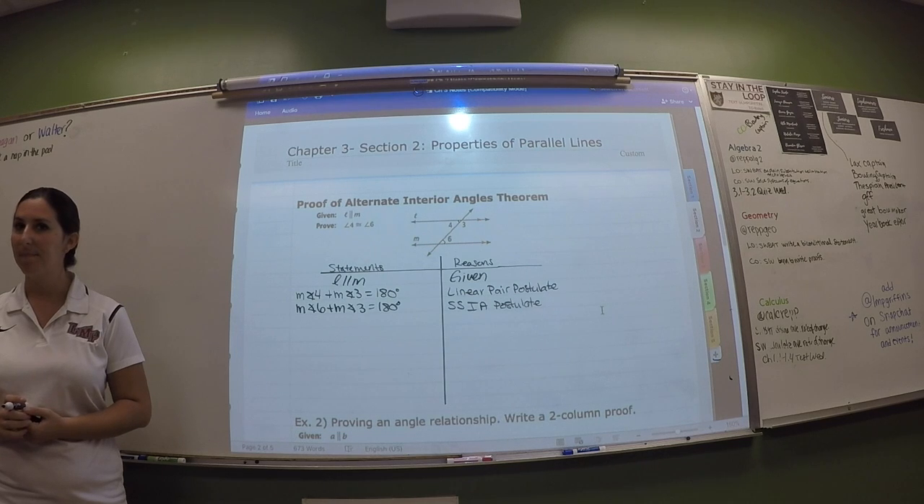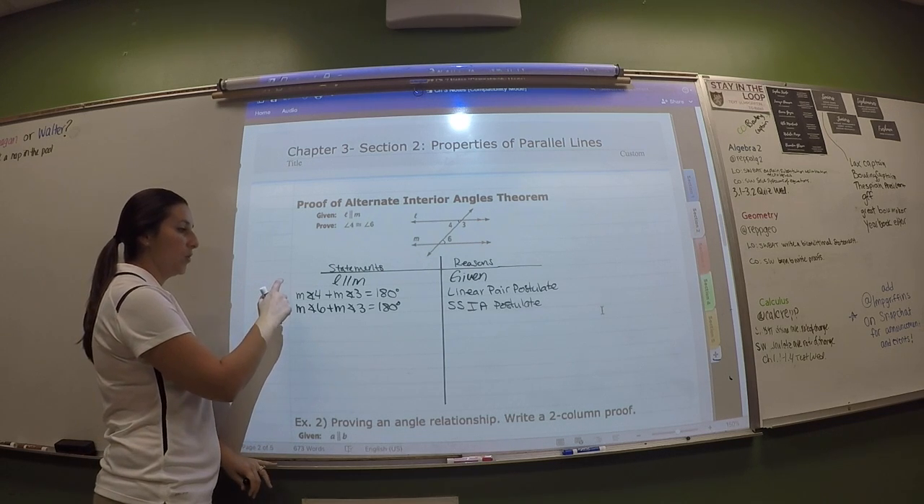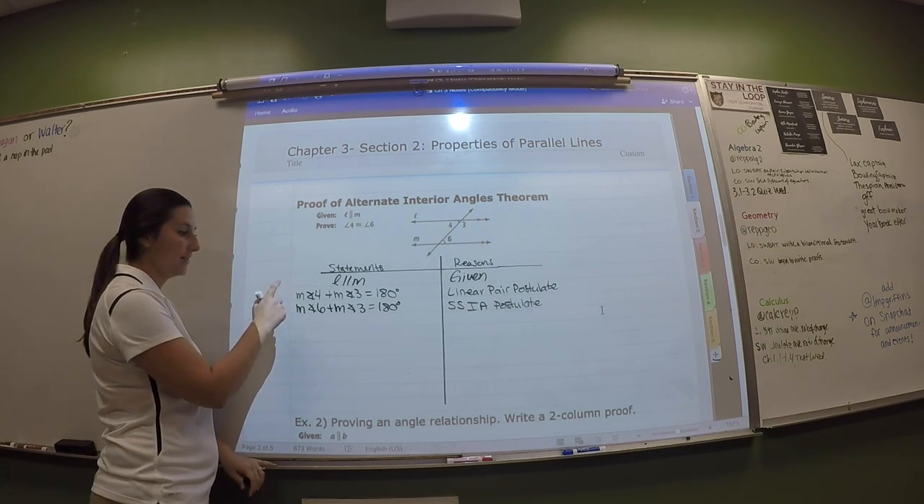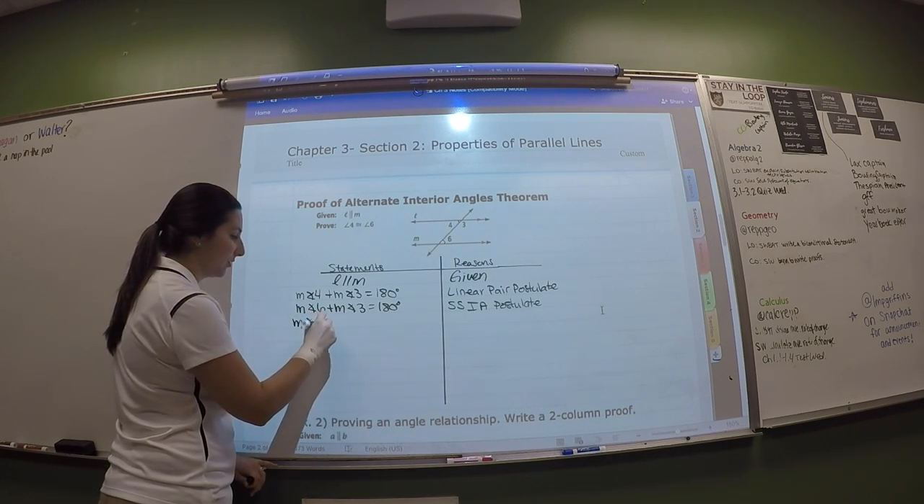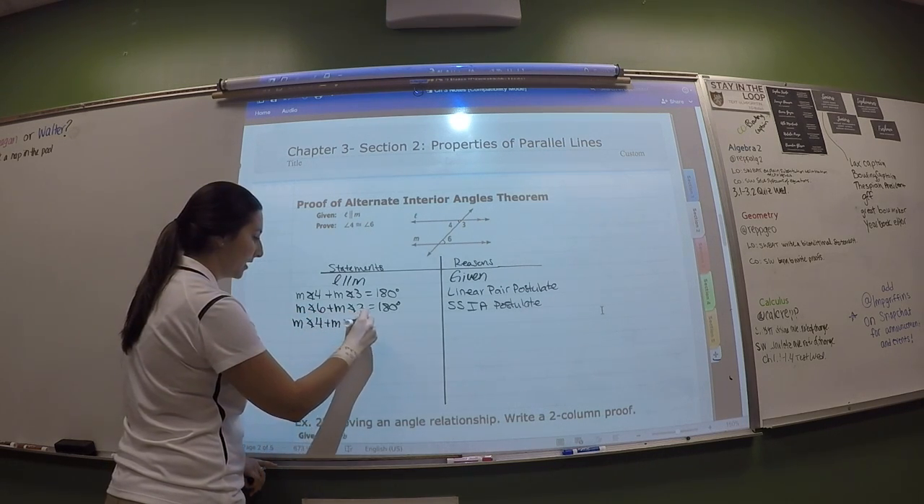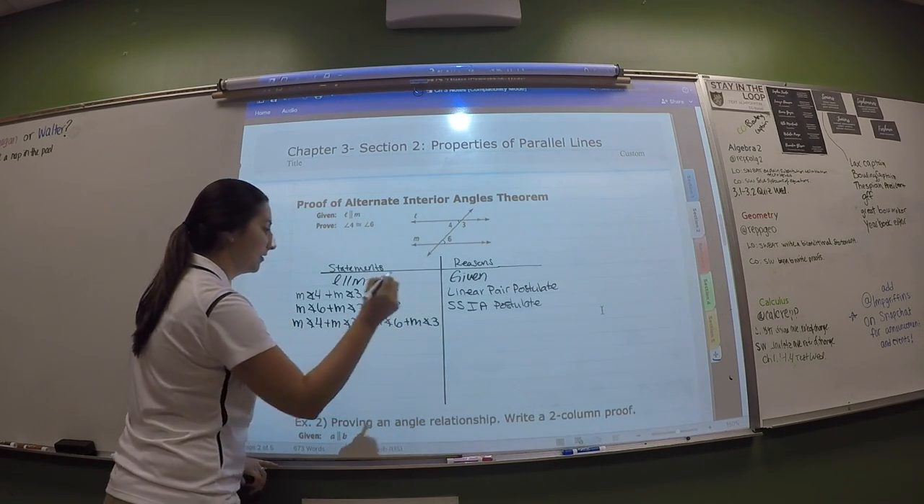Now, if 4 and 3 are 180 and 6 and 3 are 180, then we know that the measure of angle 4 plus the measure of angle 3 has to be equal to the measure of angle 6 plus the measure of angle 3.